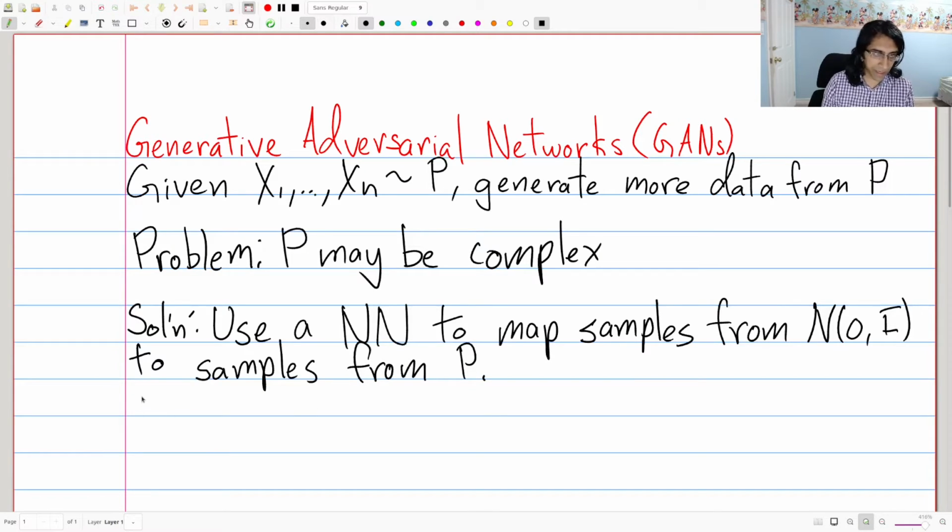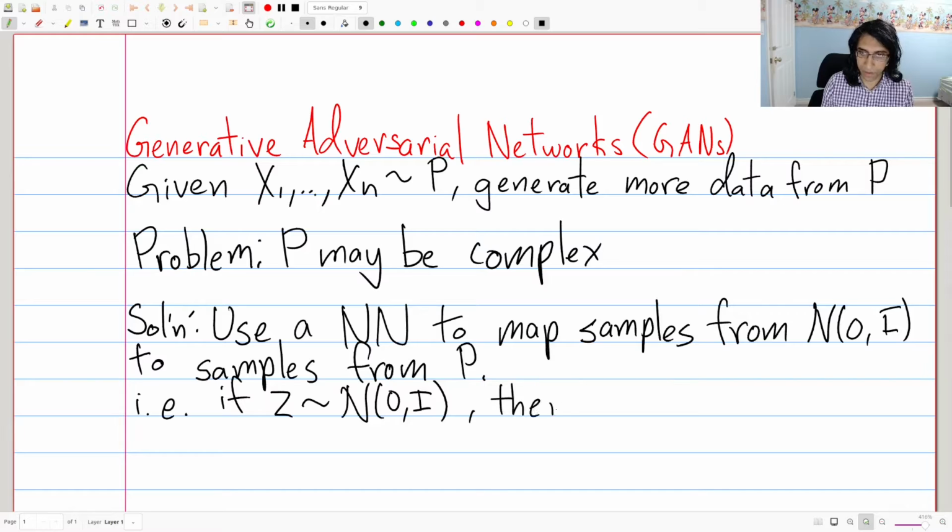Another way of saying this, similar to how we did last time, is that if we have Z, which is sampled according to N(0, I), then we're going to want to learn a neural network, which is T sub theta. So theta will be our parameter vector for some neural network T, which will take in Z, a sample from this distribution, and the output will be distributed as P. That's kind of our goal.